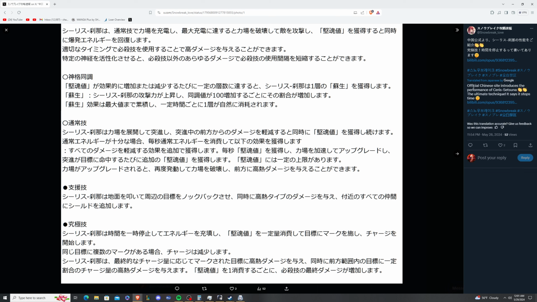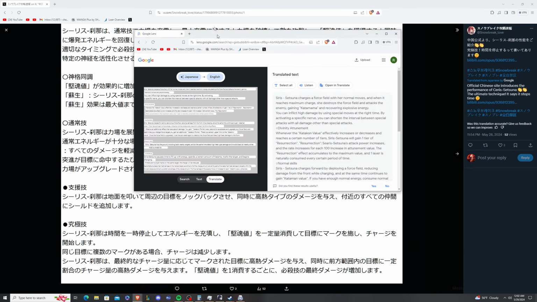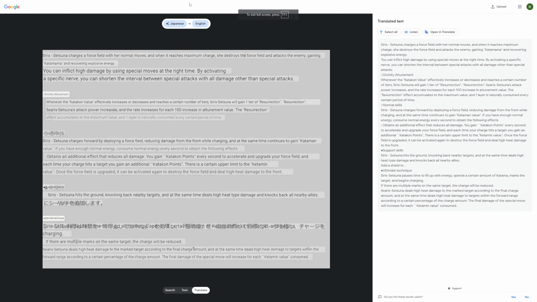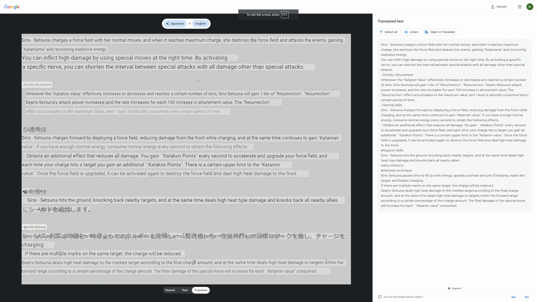This is for SIRIS. So, the official Chinese site introduces the performance of SIRIS, the ultimate technique. It says it stops time. So, I went ahead and did some translations. Let's take a look, guys, and look into it. This isn't going to be 100% accurate, but let's do it.